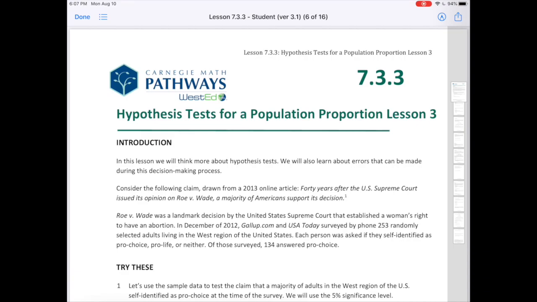In December of 2012, Gallup.com and USA Today surveyed by phone 253 randomly selected adults living in the West region of the United States. Each person was asked if they self-identified as pro-choice, pro-life, or neither. Of those surveyed, 134 answered pro-choice.